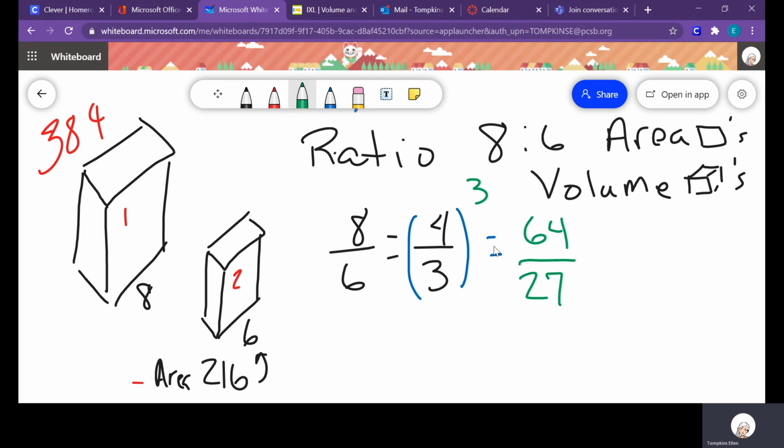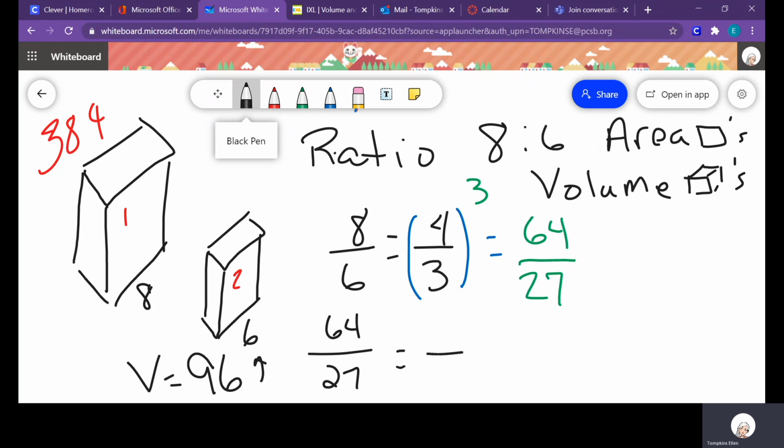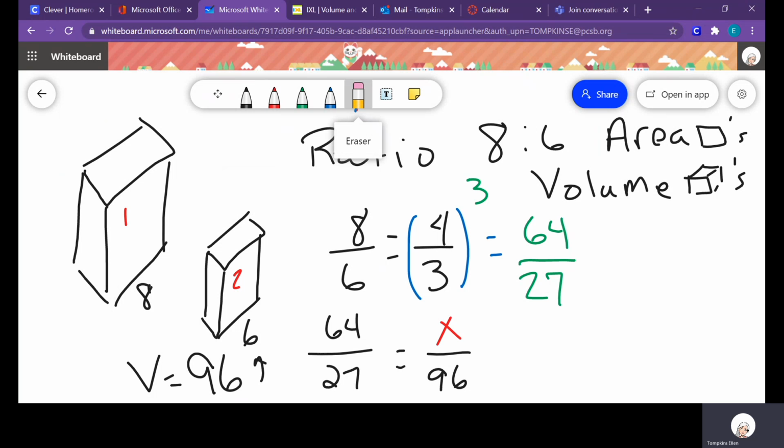All right, so if I had volume, and let's just say my volume instead was 96. All right, volume of this one. So then I would do the same thing, 64 over 27. 27 went with the smaller shape, 96. And then there's my x for the other figure.